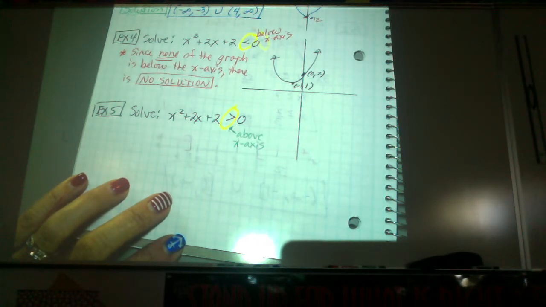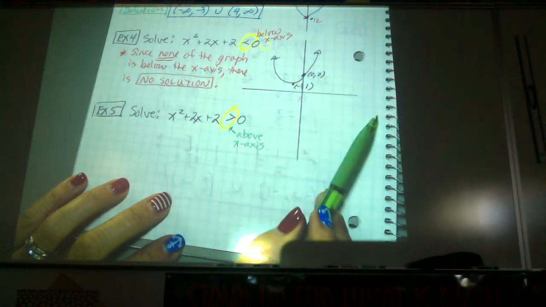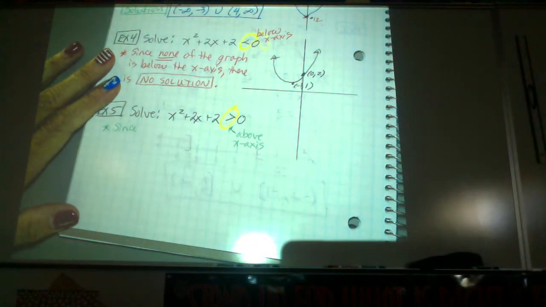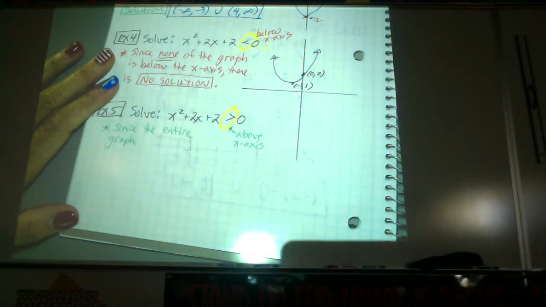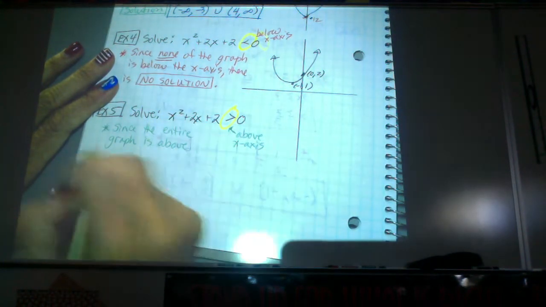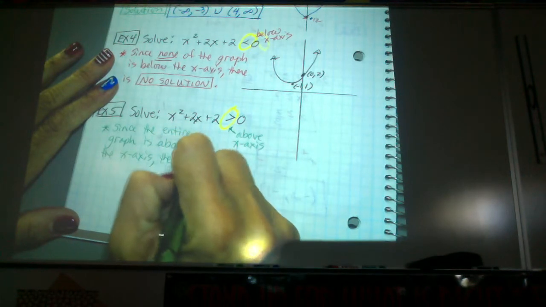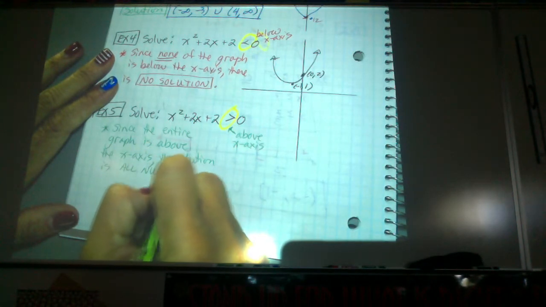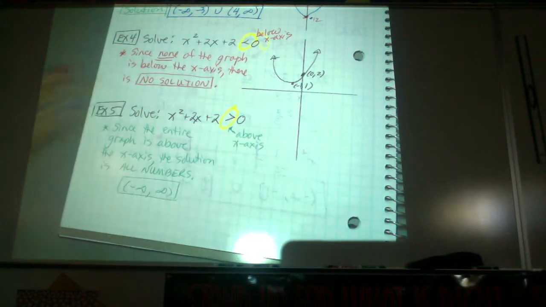So how do you term all of it? In interval notation, how do you do that? What's the leftmost boundary of the entire number line? Not negative. Negative infinity to positive infinity. That shows all real numbers. So since the entire graph is above the x-axis, the solution is all numbers. But in interval notation, that would be written as negative infinity to positive infinity. And that's how MathXL is going to want it written.